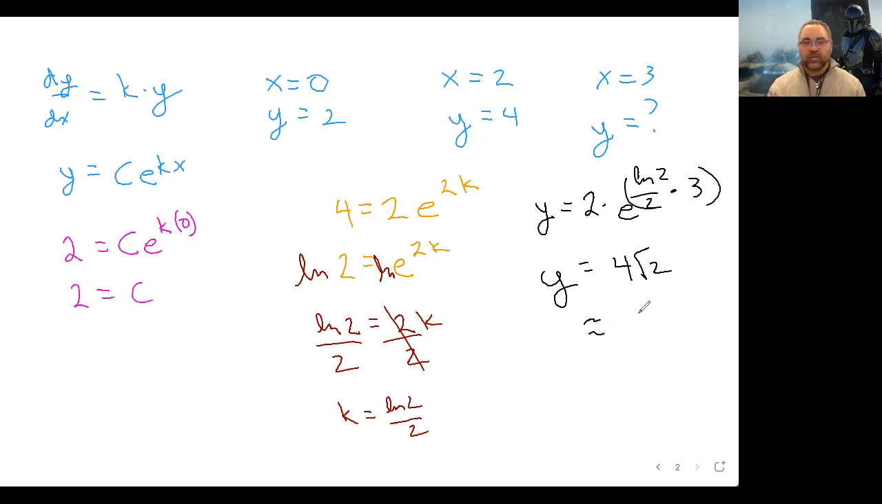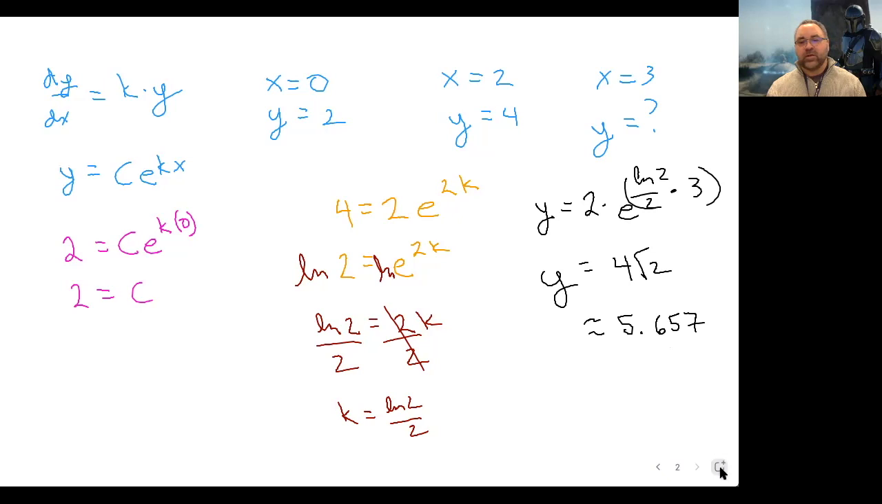Approximately 5.657, if you wanted a decimal approximation. And a lot of times we do in these application problems because 4√2, while a precise number, isn't necessarily very useful. Okay. That's a nice one.